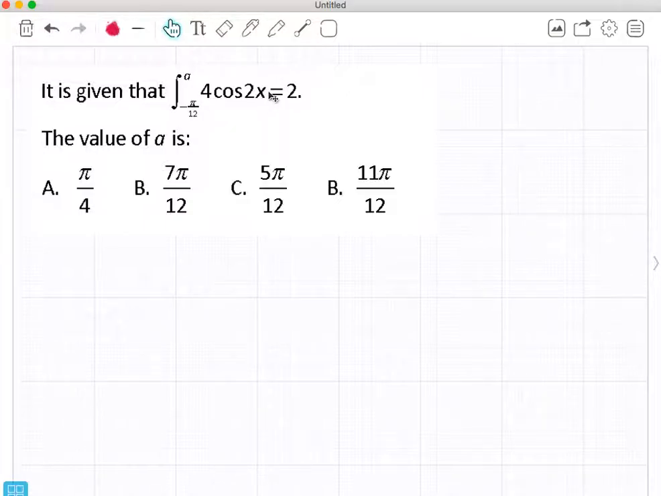There's probably a little typo. There's actually a missing dx there. I'll probably tell my students off for not writing it in. So the integral of 4 cos 2x dx equals 2. And I've got to find the value of a, so I've got the limits here.